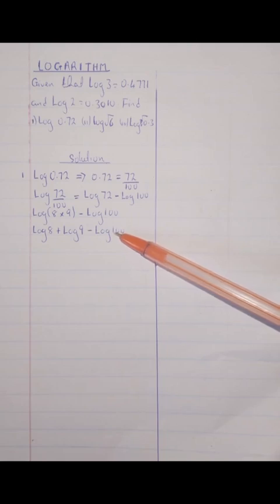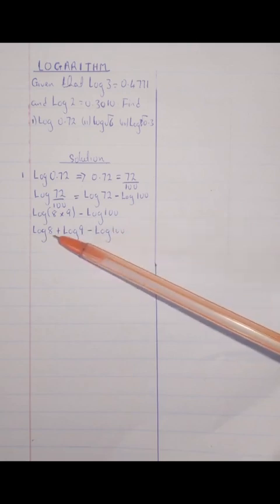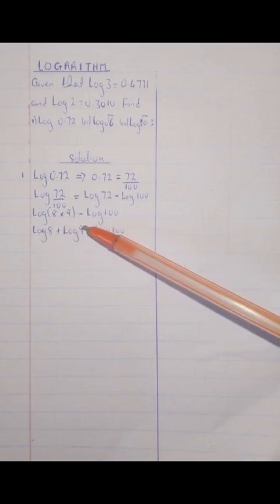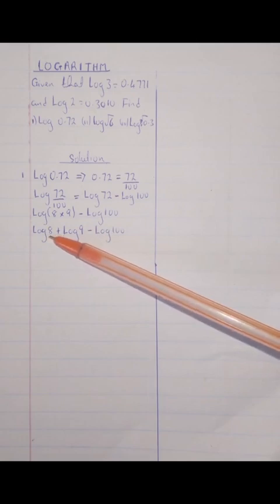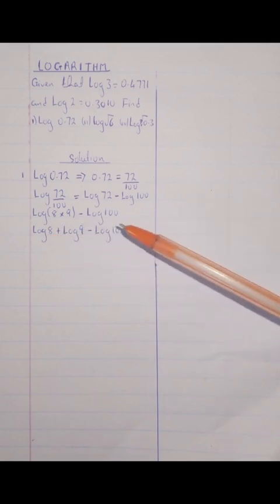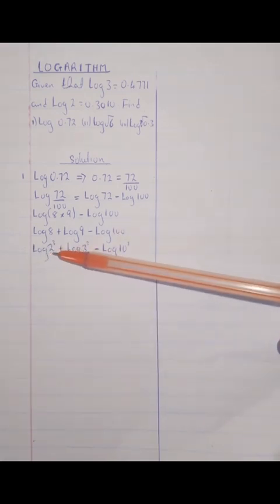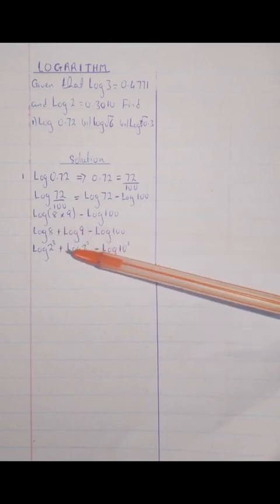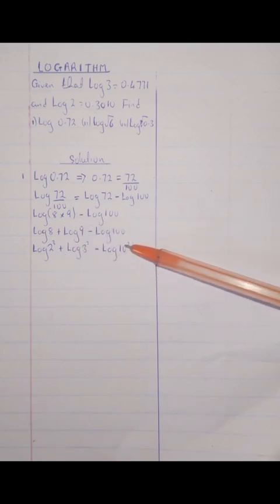So, write this according to their powers. What raised to the power of what will give us 8? What raised to the power of what will give us 9? What raised to the power of what will give us 100? So here we have 2 raised to the power of 3. Here we have 3 raised to the power of 2. And here we have 10 raised to the power of 2. So we're having log 2 raised to the power of 3, because 2 raised to the power of 3 is what? 8. Plus log 3 raised to the power of 2. 3 raised to the power of 2 is what? 9. Minus log 10 raised to the power of 2. 10 raised to the power of 2 is what? 100.